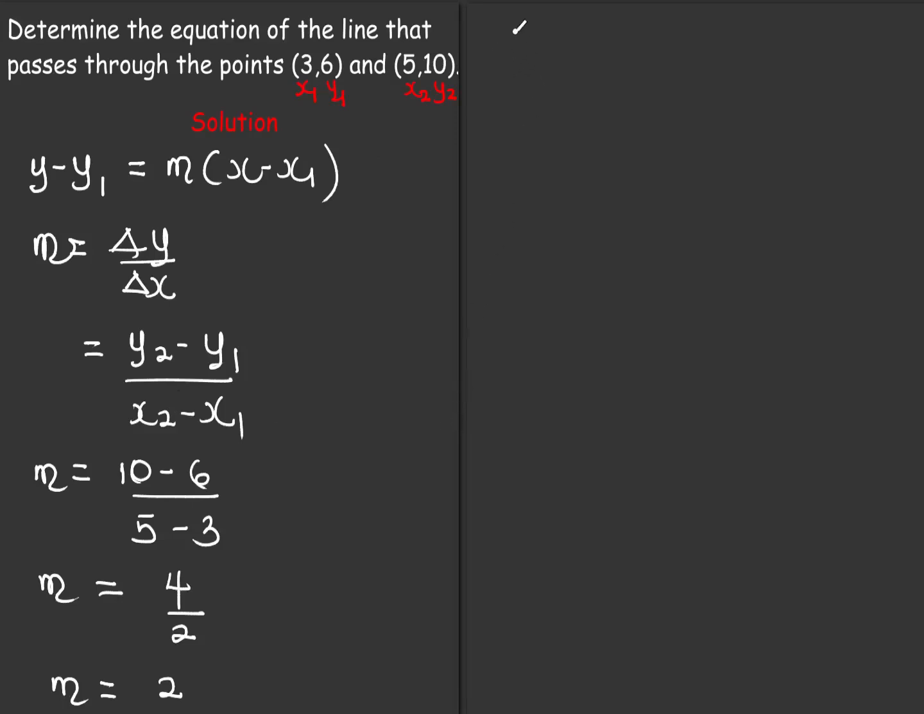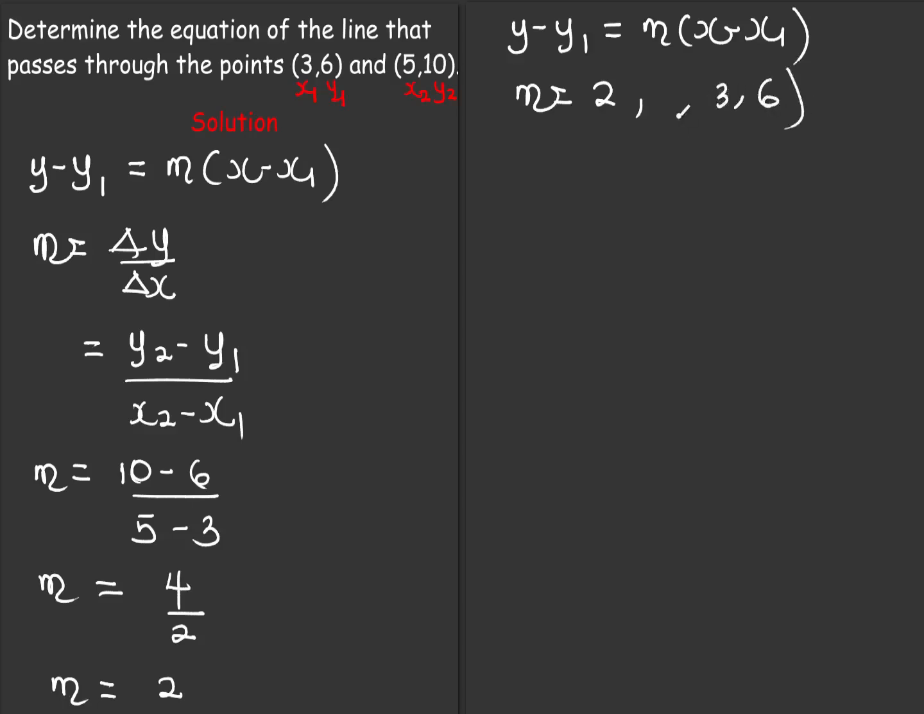So once again, we have y minus y1 equals m into bracket x minus x1. Using our gradient m, which is 2, and the point (3, 6), substituting, we have y minus 6 equals our gradient, which is 2, into bracket x minus 3.